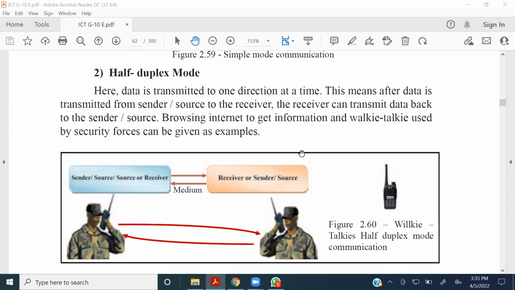The best example is the walkie-talkie. A walkie-talkie is a device which can communicate with both ends, but when someone is talking, the other end should be listening. They can't talk over the other party. When he stops talking, the other party can start talking and communicate to the previous end, right? So that is how the half duplex mode works.